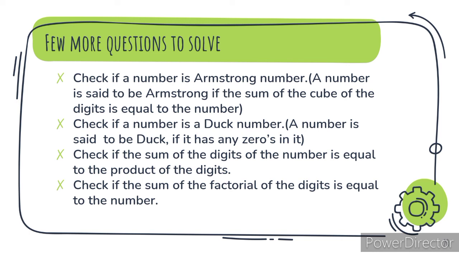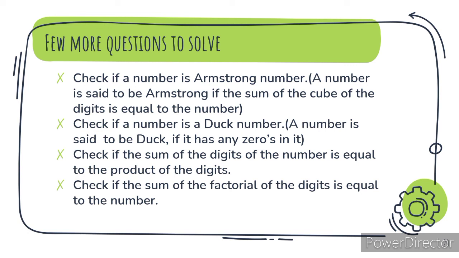Next, check if a number is a duck number. A number is said to be a duck number if it has any zeros in it. So simply count the number of zeros. If the count is greater than 0, then we call it a duck number. Suppose there are 4 zeros, so the value of count will be 4. In that case, it will be called a duck number.